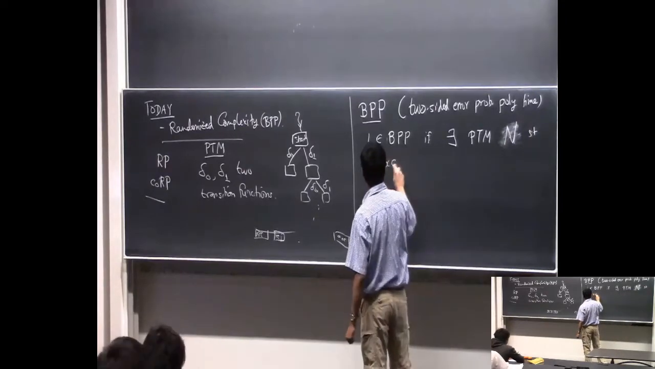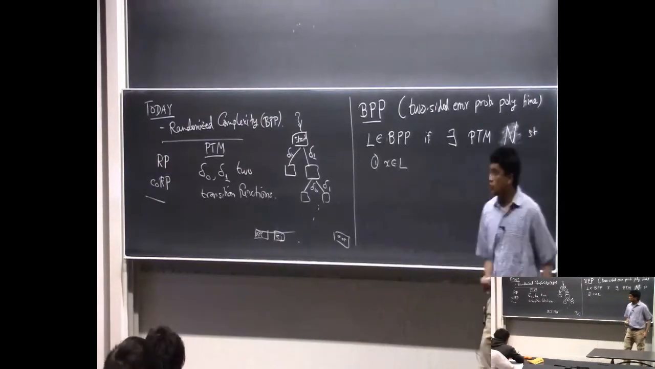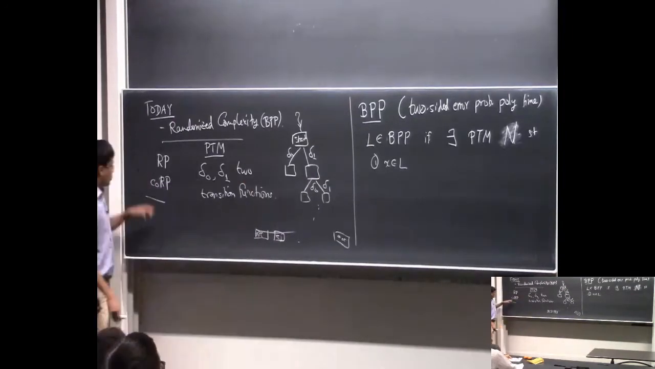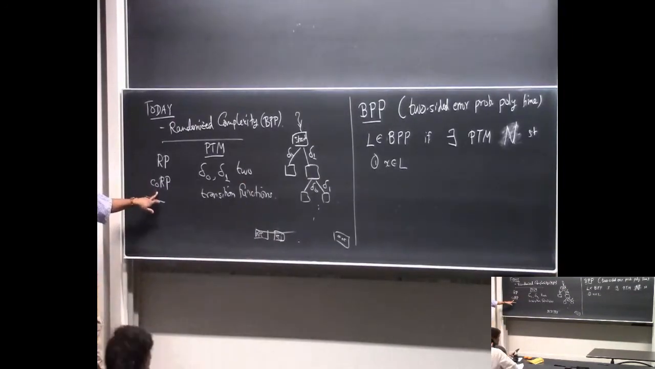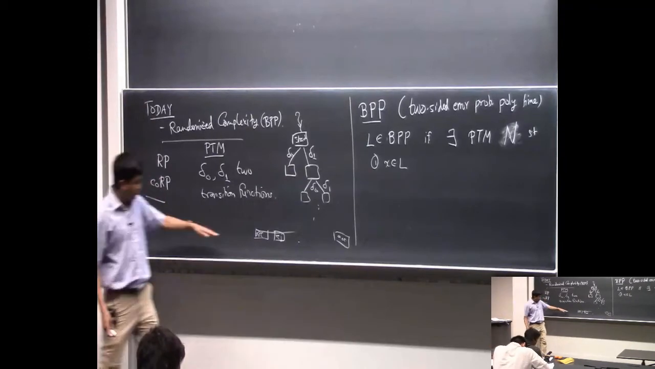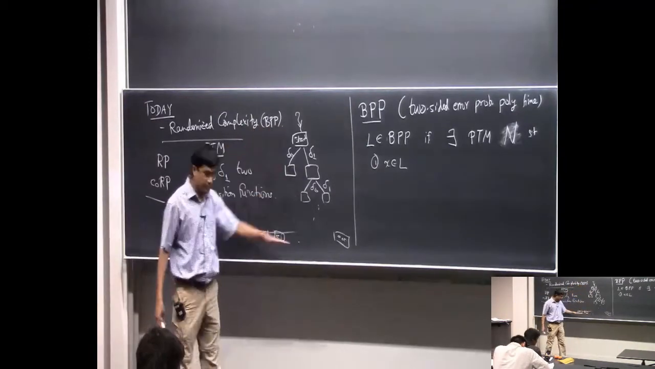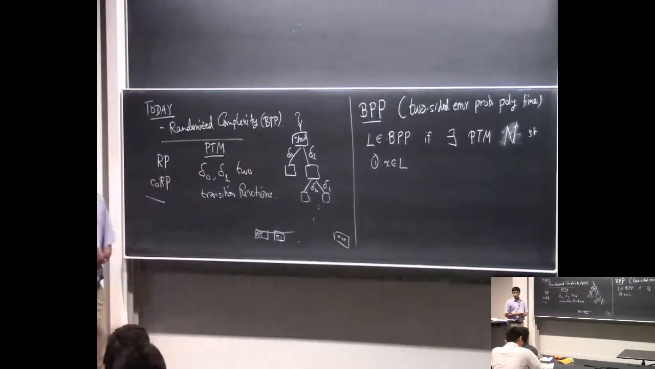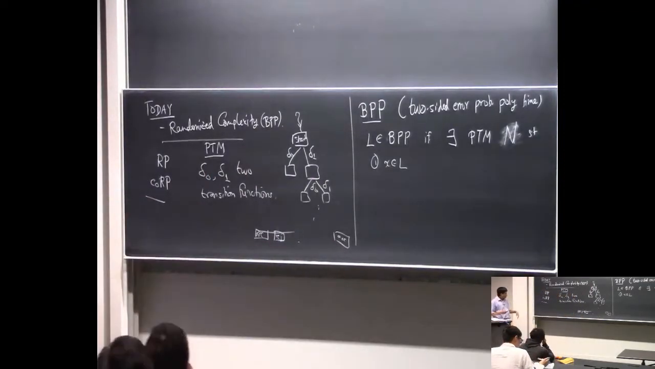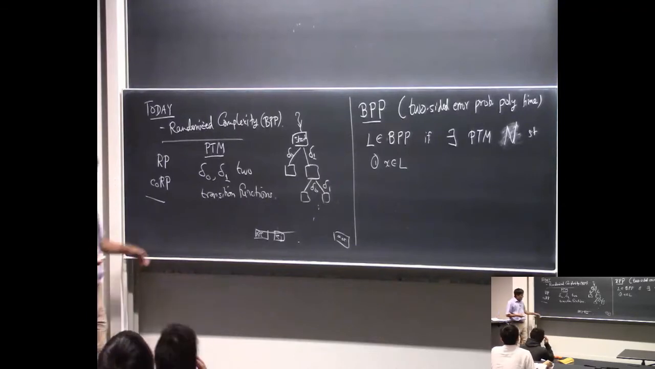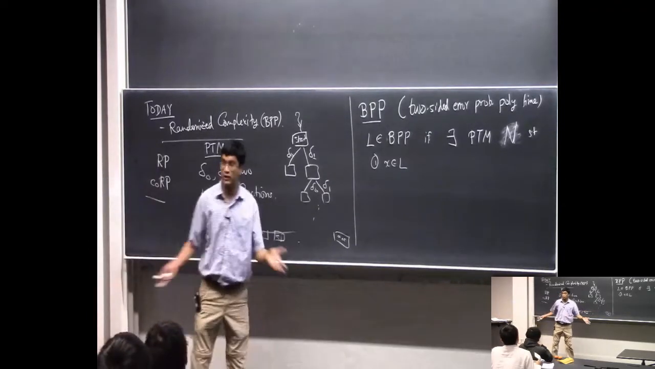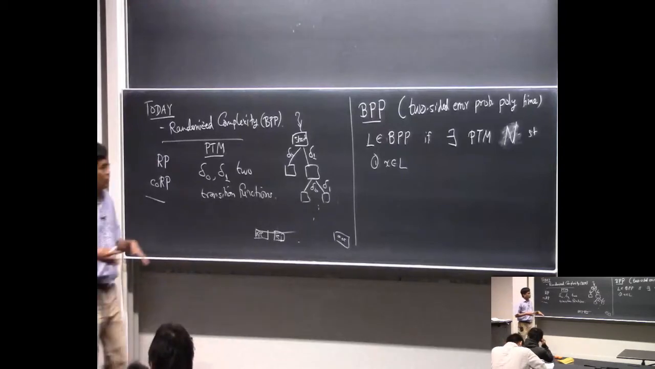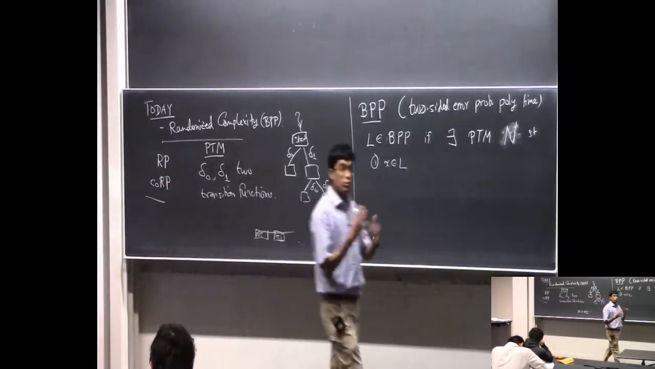For strings in the language, so how did we define, for example, co-RP? We said that for strings in the language you always accept. So if X is in the language and you do this computation, every one of these leaves will be accepting. So you don't need to be lucky with your coin tosses. On the other hand, if X is not in the language, half of these will reject. So if you just walk randomly with probability half, you will get the correct answer. Now we are going to relax that by allowing error on both sides.